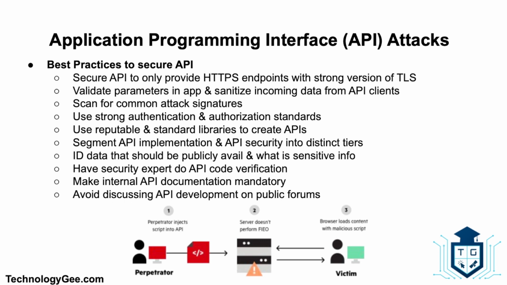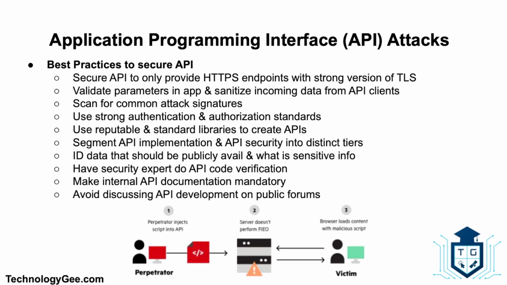So first one, you want to secure API services to only provide HTTPS endpoints with a strong version of TLS or transport layer security. You want to validate parameters in the application and sanitize incoming data from API clients. You want to explicitly scan for common attack signatures because injection attacks often betray themselves by following common patterns. You want to use strong authentication and authorization standards. You want to use reputable and standard libraries to create the APIs.